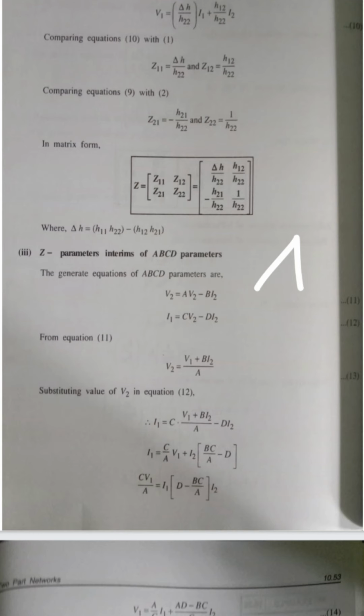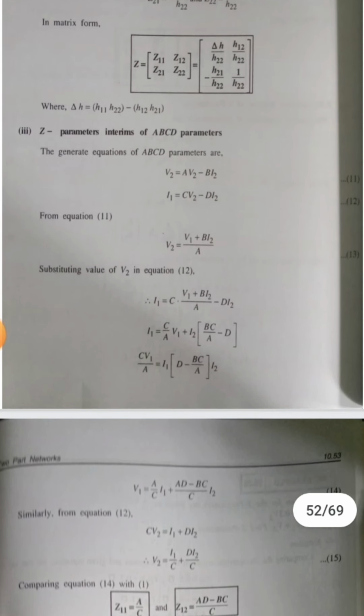So from this equation you got V2 equal to V1 plus BI2 by A. Dividing by A value, it is V1. Here in this equation there is V2, here it is V1. Now this V2 value we substitute in I1. So you got this equation, and from this you can compare the values. V1 equals A by C I1 plus AD minus BC by C I2. So in terms of I1 I2 we got it.